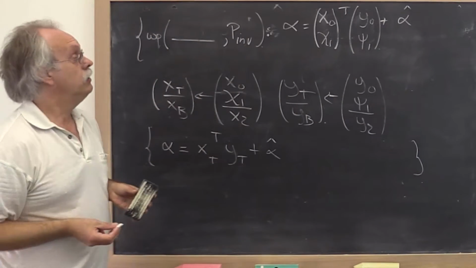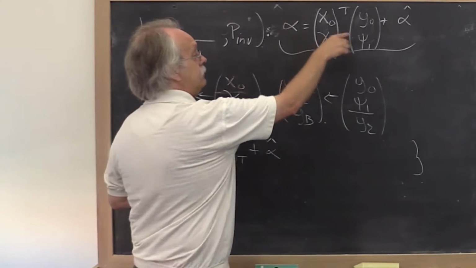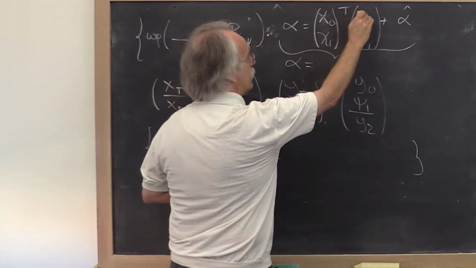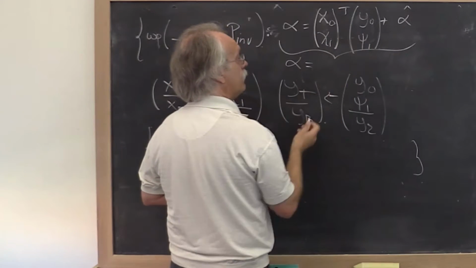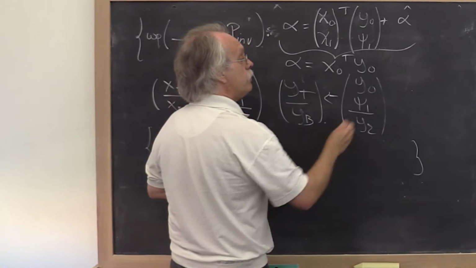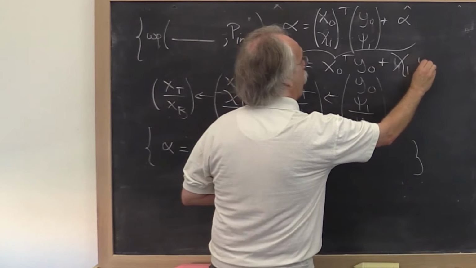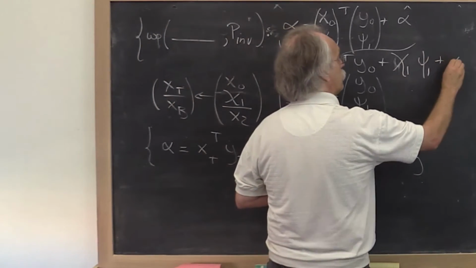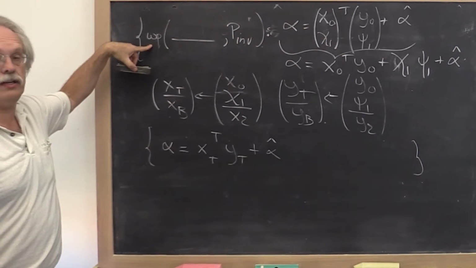But the rules of linear algebra tell us that this here actually means that alpha is equal to this times that plus this times that. The dot product of this with that plus the dot product with this with that. And that's the dot product of x0 with y0 plus the product of chi 1 and psi 1 added to alpha hat. So this tells us what state we must be in right here.